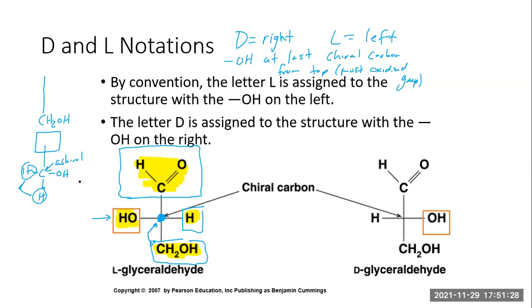When we look at it, we do see that the OH group here is on the left, which is why this gets the L designation for left. Here, our chirocarbon, again the same carbon, but our OH group on that particular one is on the right, and that is why it gets the D designation here. Any questions on that there?